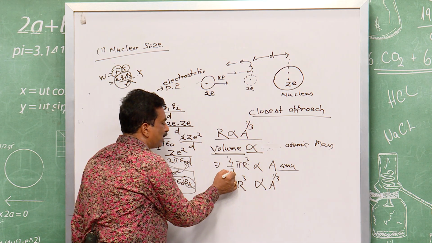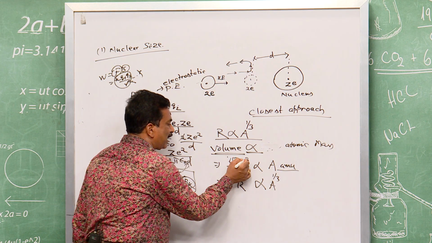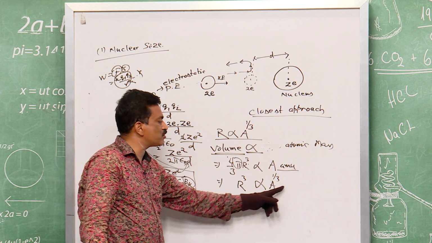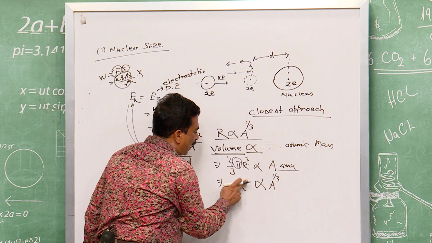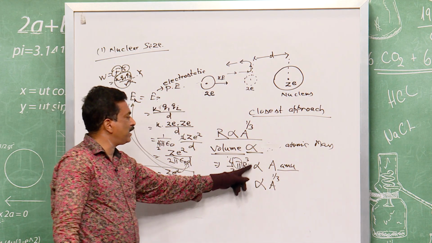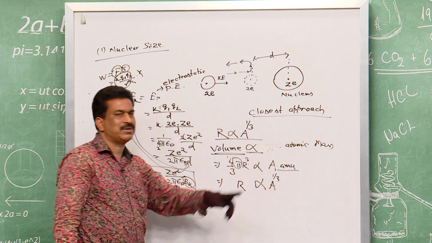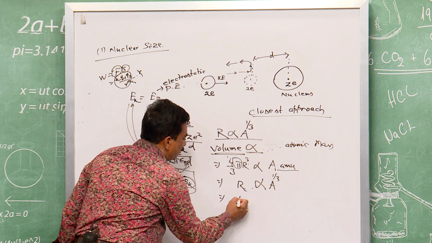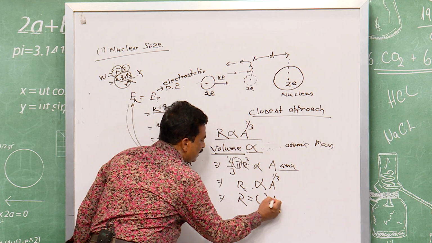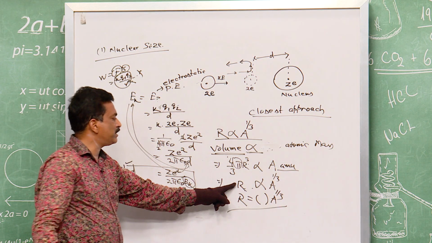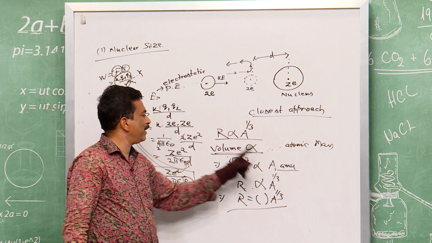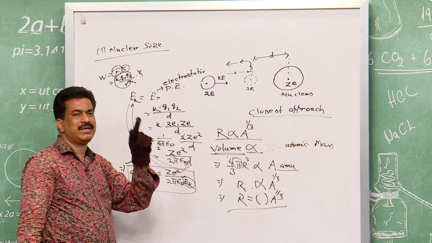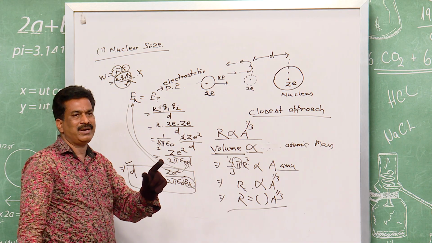You see 4 by 3 is a constant, pi is a constant. So a constant into R cubed is proportional to A. Therefore R cubed is proportional to A, so R is proportional to A to the power of 1 by 3. This means R will be some constant times A to the power of 1 by 3, for the different nuclei it is observed, which means it is an experimental determination.